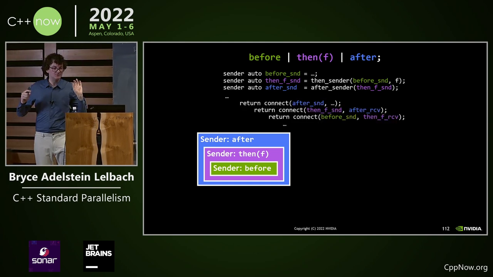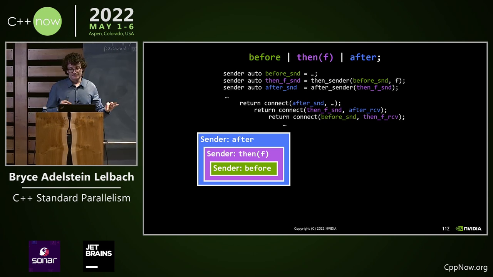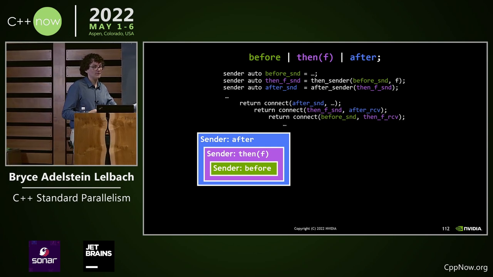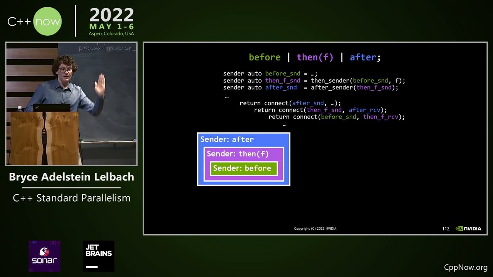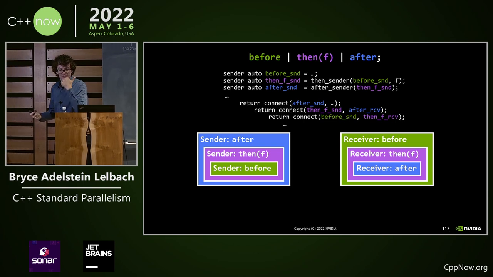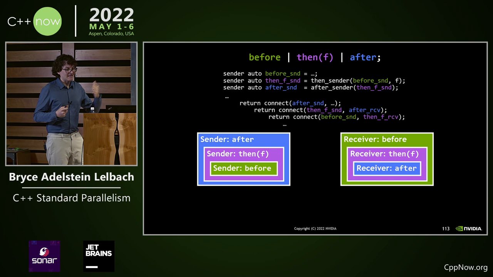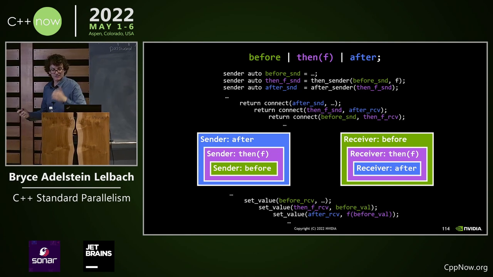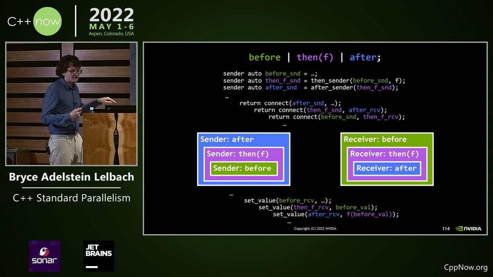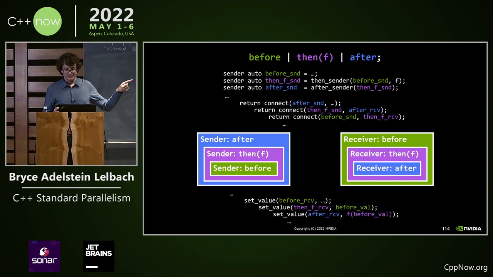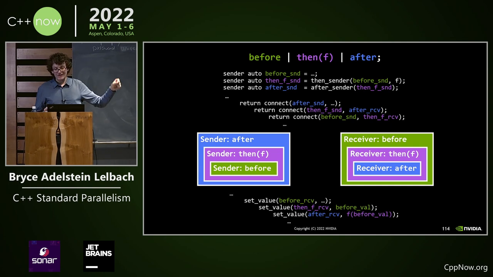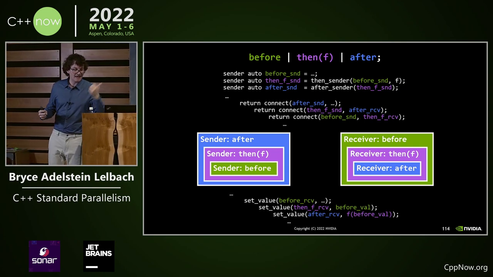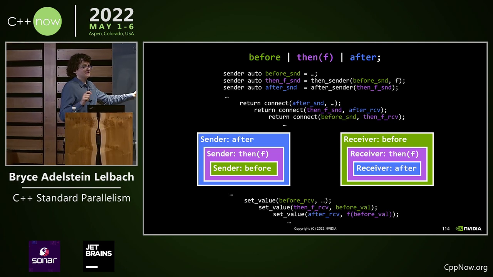At some point, we're going to connect a receiver to the outermost and last sender. Each sender in the nested structure will connect a receiver to its child. This happens in the opposite order of sender construction, so you go down one way, and then you go up the other way. This gives us a nested receiver structure that's the inverse of the sender structure. A nested operation state structure is also produced and returned from connect. Eventually, we'll start that operation state. As the operations complete, they'll begin notifying their receivers with signals. When the before receiver gets its signal, it will notify the then receiver. If it's a value signal, the then receiver will invoke f with the value and signal the after receiver with the result of that invocation. Any questions here?